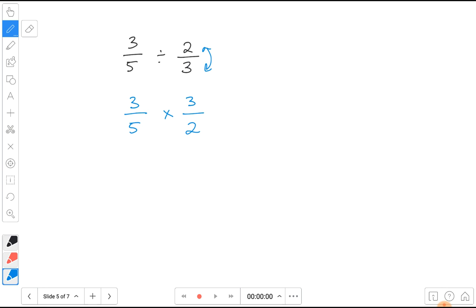And now it's a simple multiplication statement. So 3 times 3 is 9, and 5 times 2 is 10. So that's the answer.